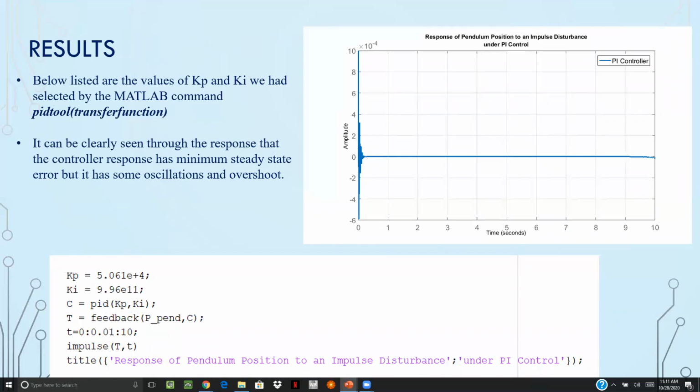The results were also done by Ahmad. Below this are the values of KP and KI we had selected from MATLAB. It can be clearly seen through the response that the controller response has a minimum steady state error, but it has some oscillations and overshoot.